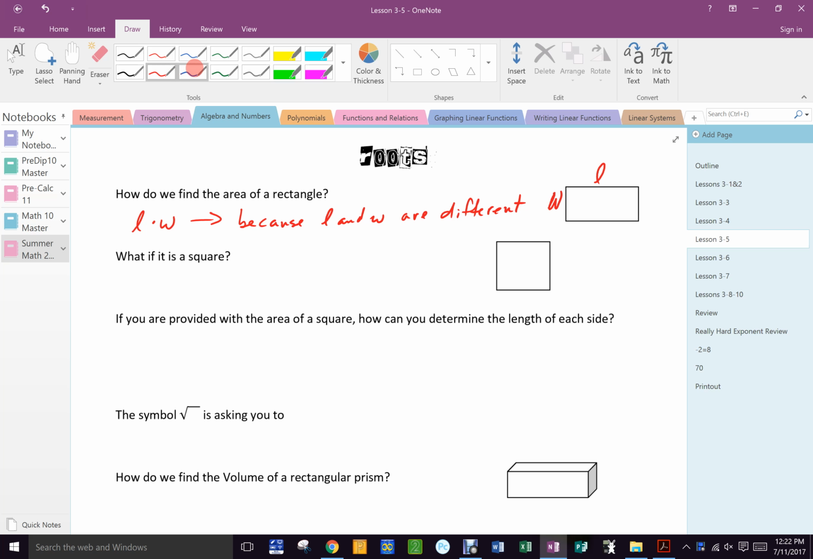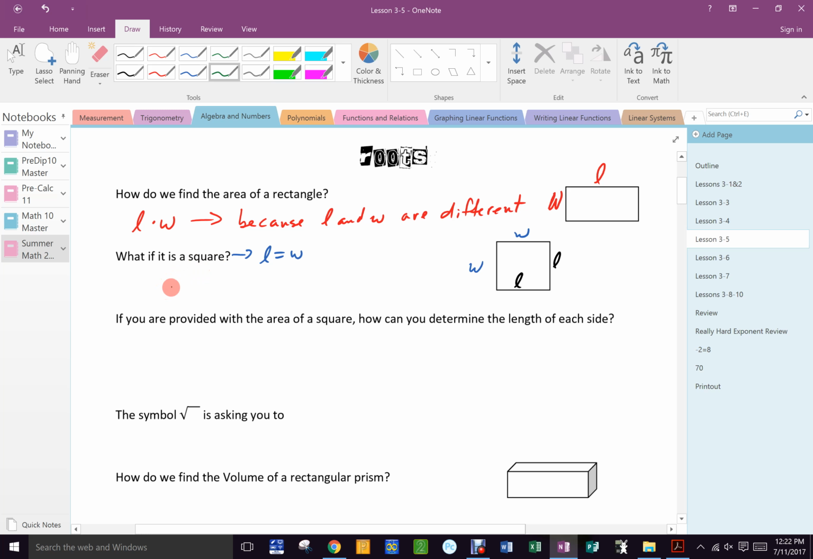But what if it's a square? Why would I call it length times width? They're the same thing, right? In a square, L equals W. So I could have WW or LL because they're the same thing. So what we do is instead of using L and W, we say a square side squared.